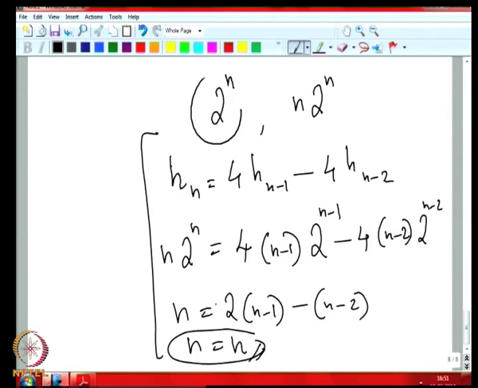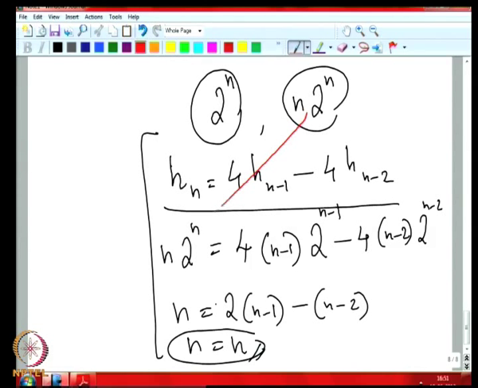What have I done here? We have already checked that 2 raised to n is a solution, because 2 is a root of the characteristic equation, so it should be satisfied definitely. Now we are saying that even this will be satisfied, which I just substituted. So, n into 2 raised to n I put for hn, here 4 into n minus 1 times 2 raised to n minus 1 is put, and here 4 into n minus 2 into 2 raised to n minus 2 is put, and I verified that it is indeed satisfied.